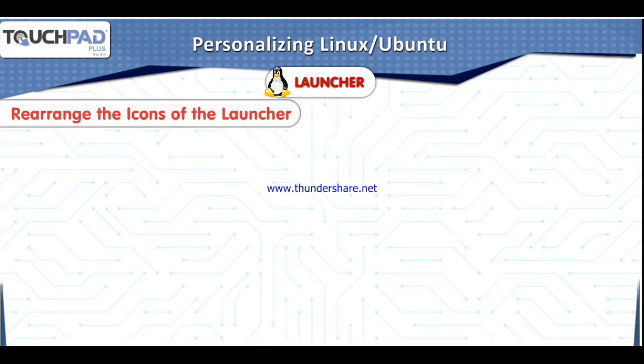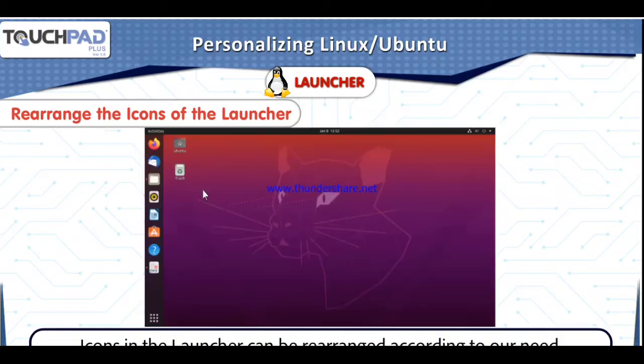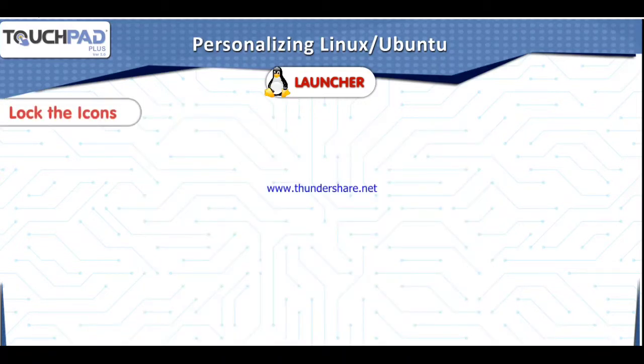Let's learn rearranging the icons of the launcher. To rearrange the icons of the launcher means you can change the location of the icons that are present in the launcher, and you can do it according to your need. But if you want to do it, for that you have to take these steps. You have to click on the icon, then use the drag and drop technique. It means you can drag the icon and drop it at the new location.